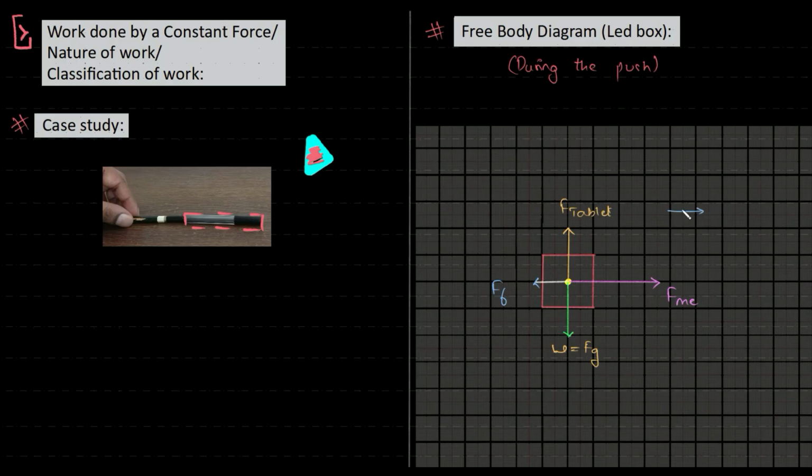So the object got accelerated to the right, and we can tell that the object moved or got displaced to the right. So displacement is to the right. Agree? Now let me just make this very clear. If this is the object, it got displaced to the right. So from here till here, this is your direction of displacement. Point A to point B. Okay, guys, keep all of this in mind. We're going to make use of this to classify work.